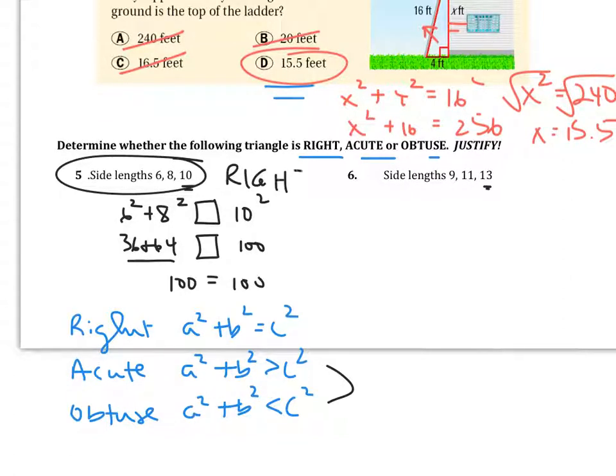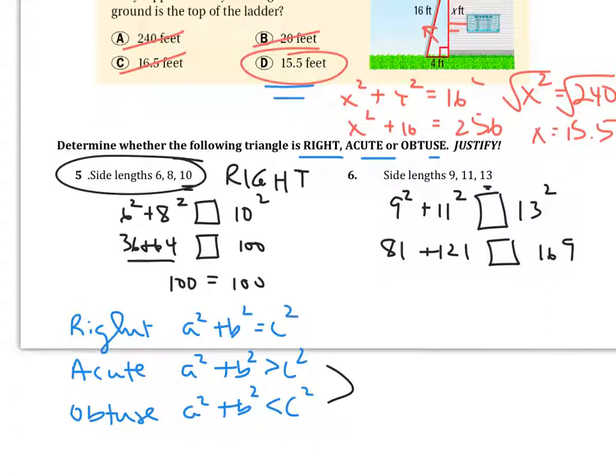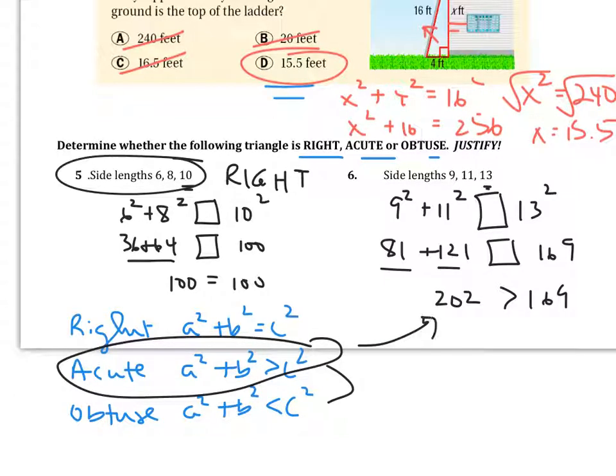Over here, 9 squared plus 11 squared, and then I don't know what to put here, so I'm going to say 13 squared. So 81 plus 121, and 13 squared is 169. 81 and 121 adds up to be 202, which is greater than 169. Since a squared plus b squared is greater than c squared, that means that this must be an acute triangle.